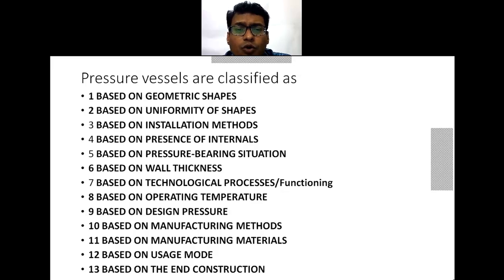Today we are going to discuss the classification related to technological process functioning, based on the operating temperature, design pressure, manufacturing method, manufacturing materials, usage mode, and the end constructions.